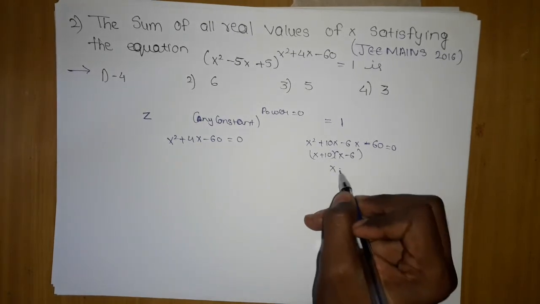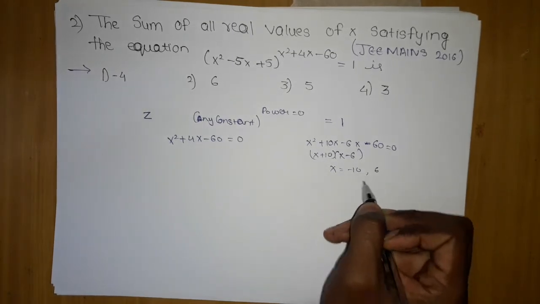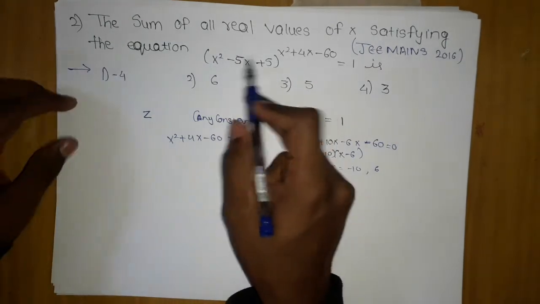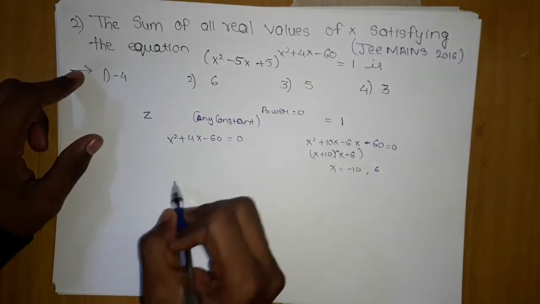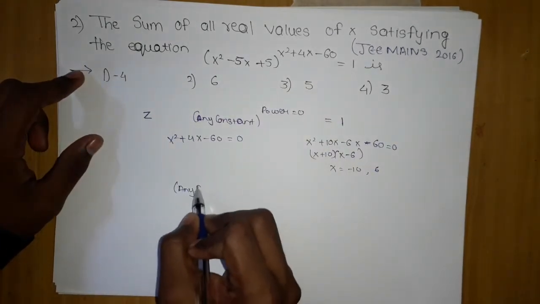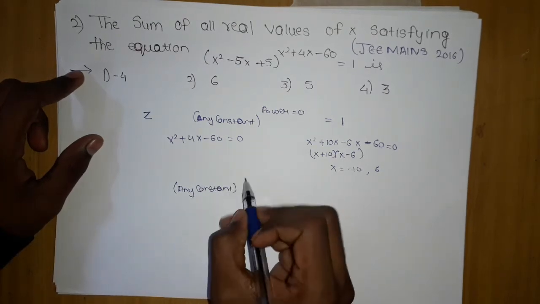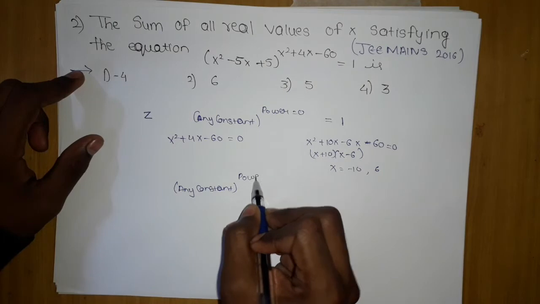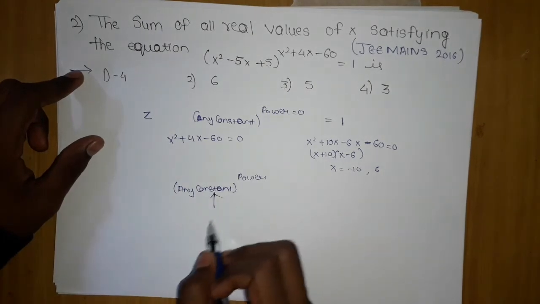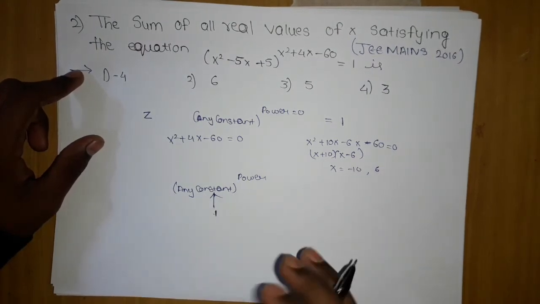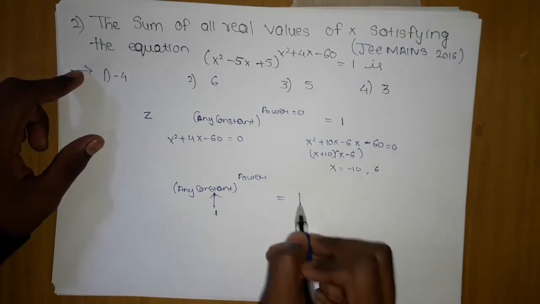Which will give us x equals minus 10, 6. Okay, so we got the 2x, and for that it will be equal to 1. Now if this base is any constant, and the power can be negative, that doesn't matter. If the base becomes 1, then whatever the power is, it will always be equal to 1.